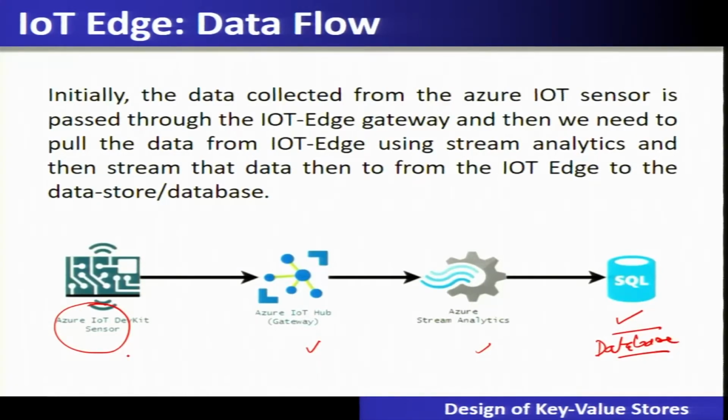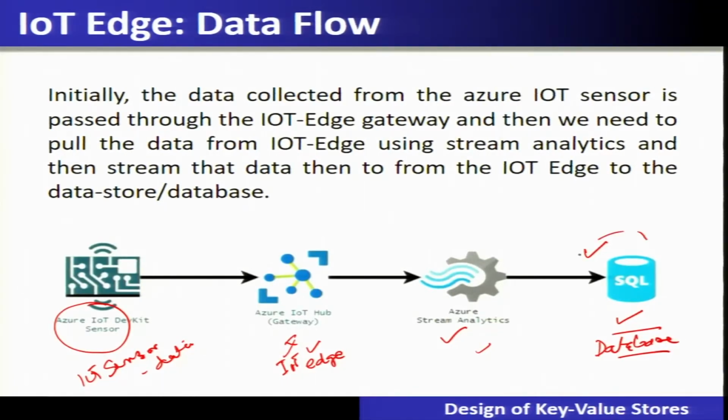So, this particular IoT sensor is the source of the data in an IoT system. This data will now go through the IoT hub, which is a gateway, or you can also say an IoT edge. After that, it will be used for stream analytics, and then this data will be stored in the database for further actions on it.